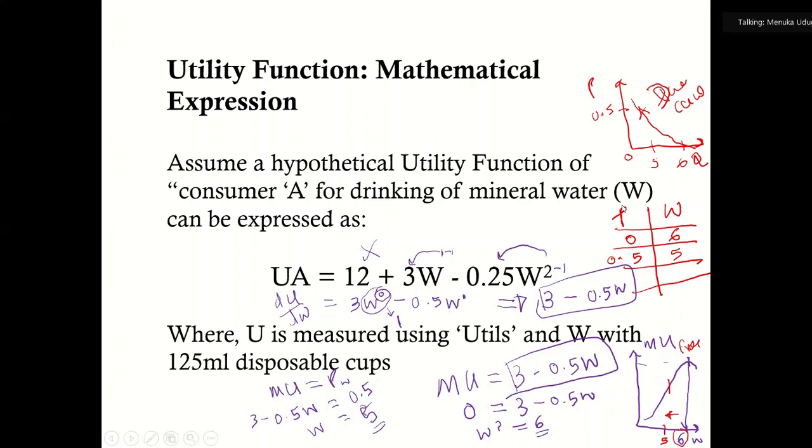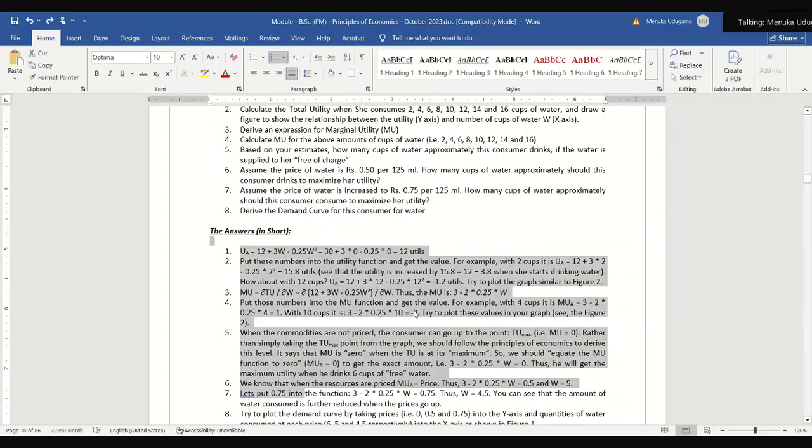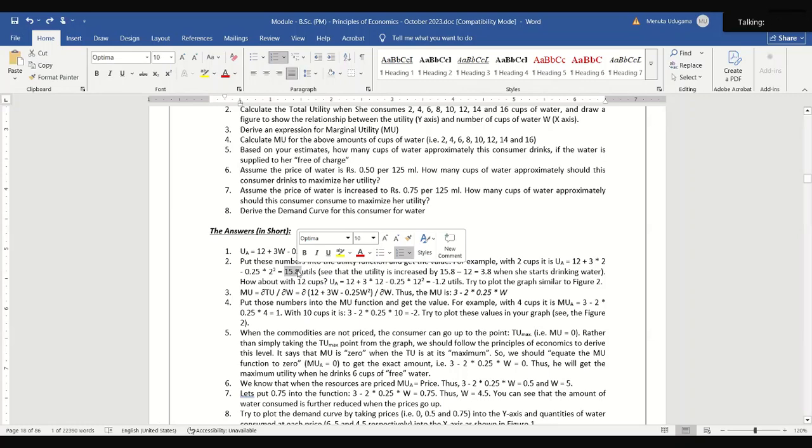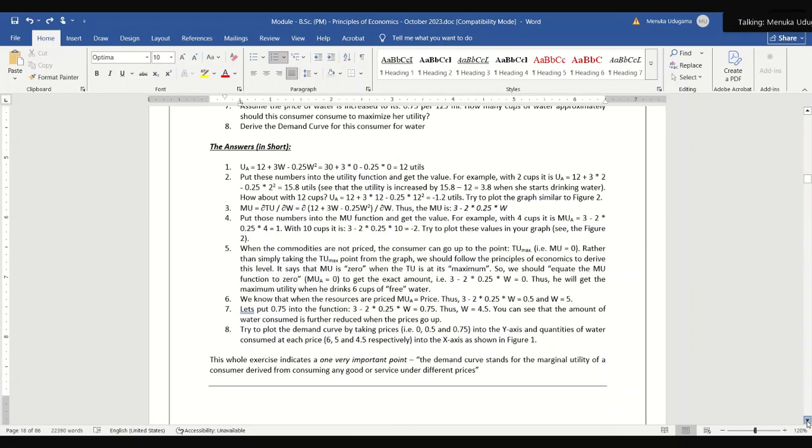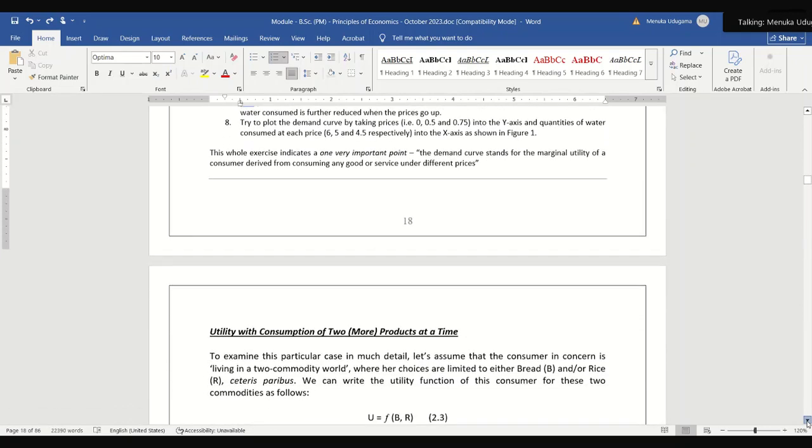Right? So if at home you try and work on this equation, the answers are there. Right here, there's a bit of a mistake. This should be 17. You check that. But other than that, all the answers are correct. So you can work on that.